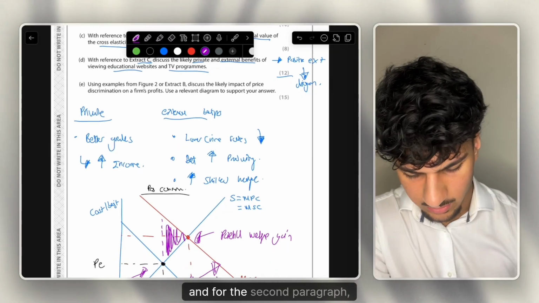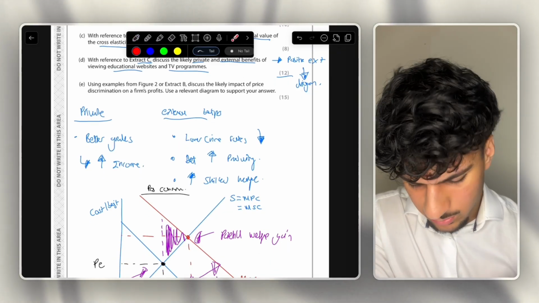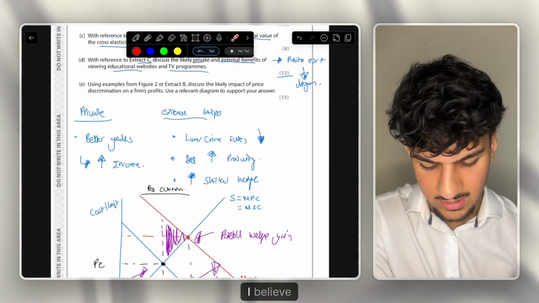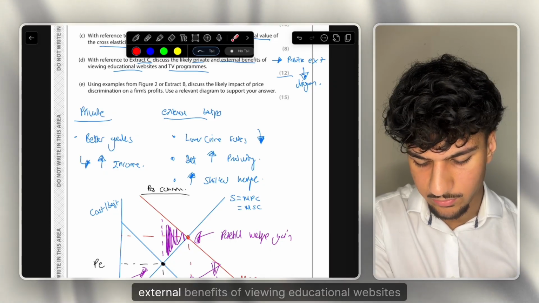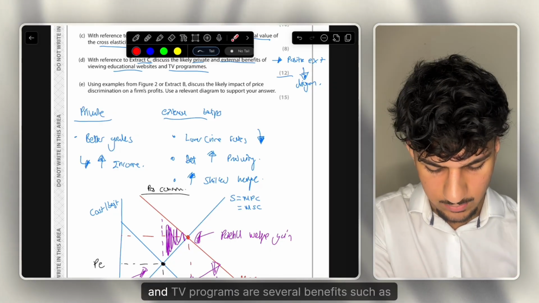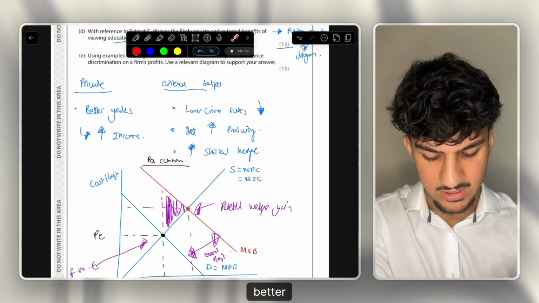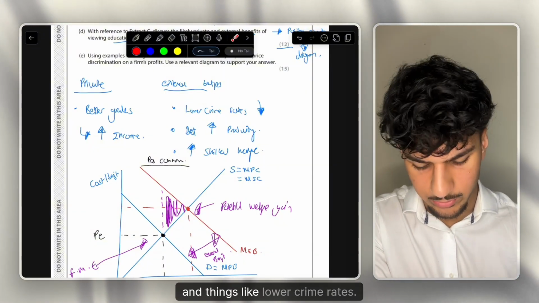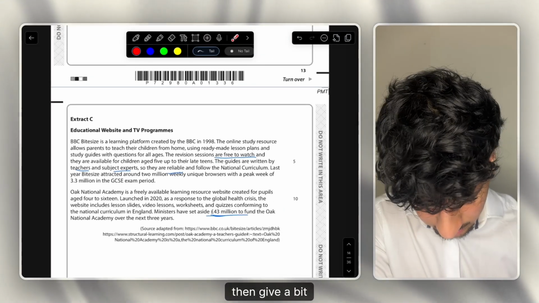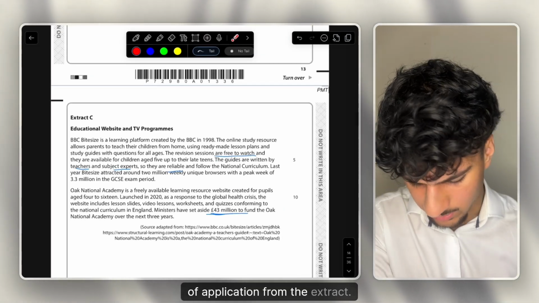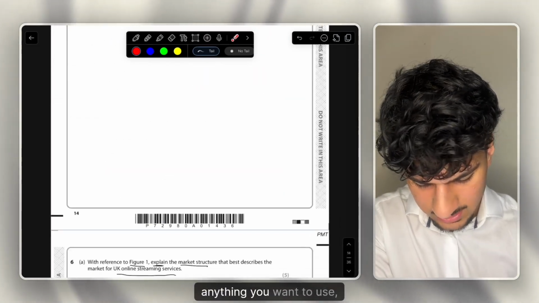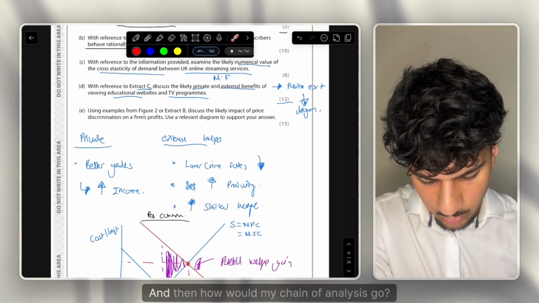Okay, and for the second paragraph, the external benefits paragraph, I would word it something like, I believe the likely external benefits of viewing educational websites and TV programs are several benefits such as increased productivity, better skilled workforce, and things like a lower crime rate. Give a bit of application from the extract, basically whatever you didn't use last time, anything to back it up. And then how would my chain of analysis go?